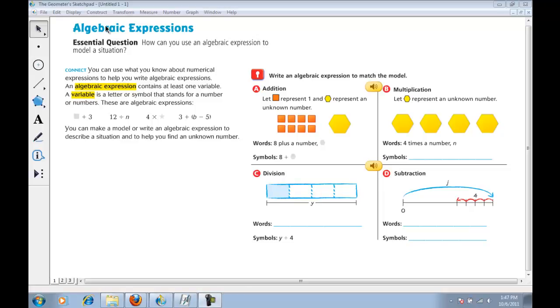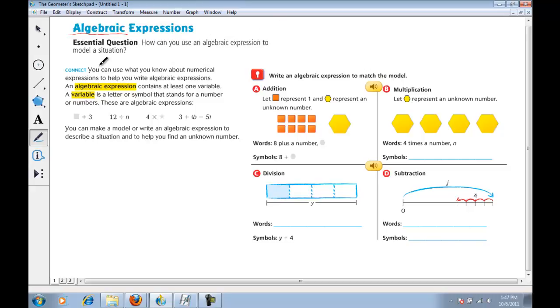In this lesson, we're going to learn about writing algebraic expressions. Last week you learned about writing numeric expressions, but this week we're going to be taking it to the next level. And we're going to be doing some algebra with algebraic expressions. Are you excited? Now let's look at the essential question. How can you use an algebraic expression to model a situation?